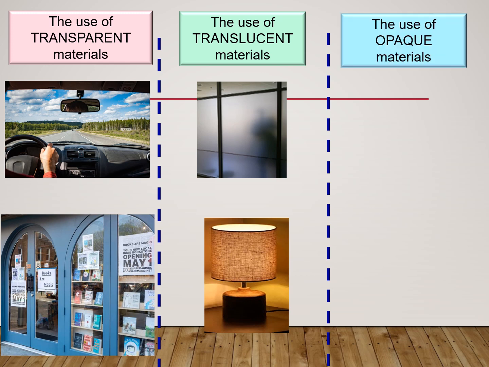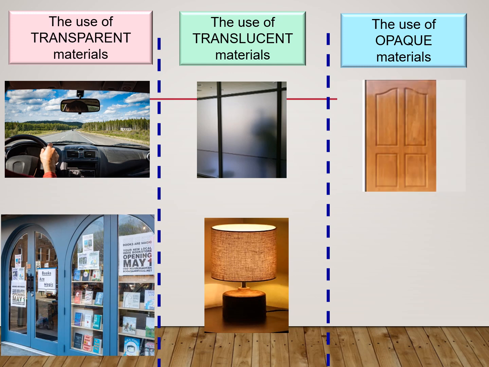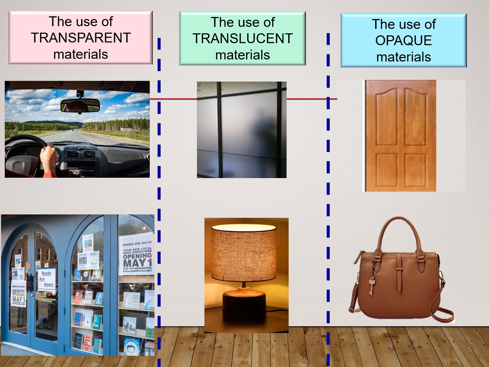And for total privacy, opaque materials are used so other people cannot see inside of a room or inside a handbag. And opaque materials are also suitable to use as clothes to cover our body.